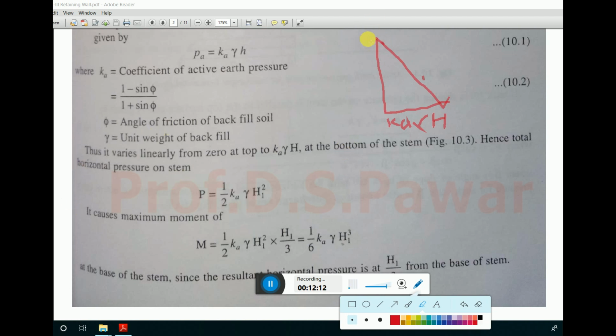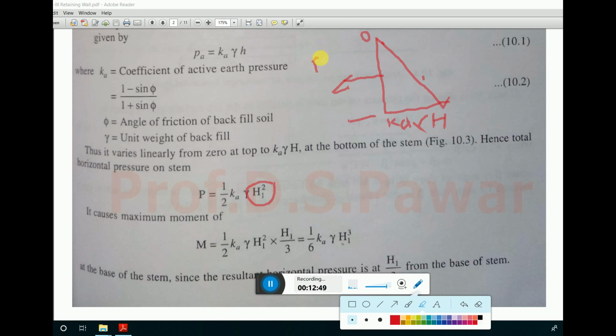So here it says that pressure is 0 at top, it varies linearly, and at the bottom of the stem it is k into gamma h, hence the horizontal pressure on the stem. Okay, so the total pressure P is equal to 1 by 2 k into gamma h1 square. Here h1 they have considered as the full height. If you are going to consider the whole retaining wall, in that case we have to consider this h1 square.